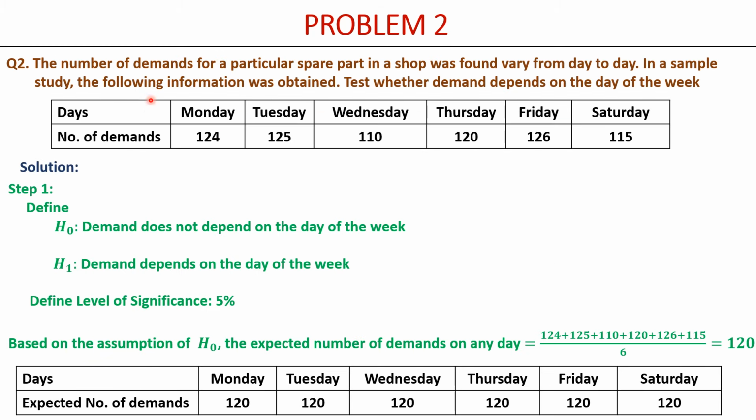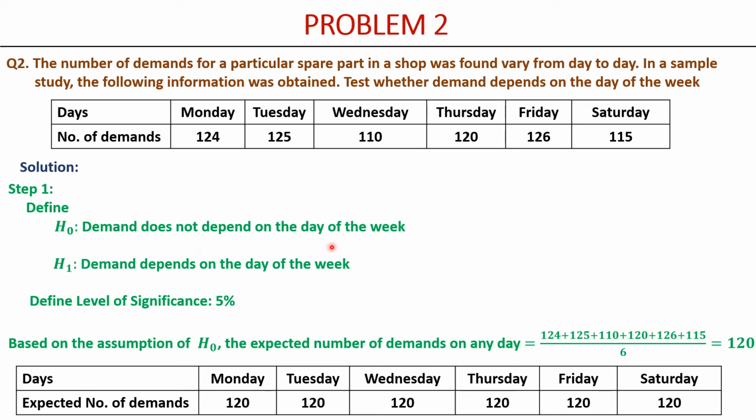The second problem is similar to the first one. The number of demands for a particular spare part in a shop was found to vary from day to day. In a sample study, the following information was obtained. Test whether the demand depends on the day of the week. It's similar to the previous one. There it was accident, here it is demand. So as we did, quickly we can go through.